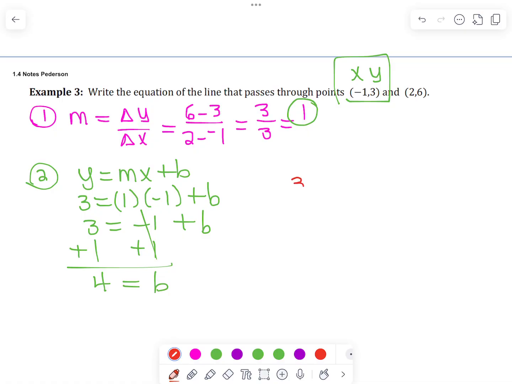So then step 3 is to write the equation in slope-intercept form. So the slope is 1 and the y-intercept is 4.